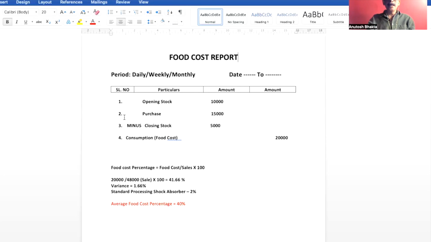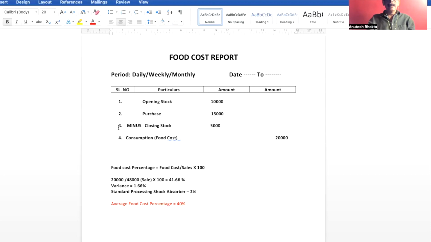Then find out during the week how much purchase you have done, again in terms of money, not in terms of quantity. So suppose you have purchased 15,000 rupees worth of ingredients, right?